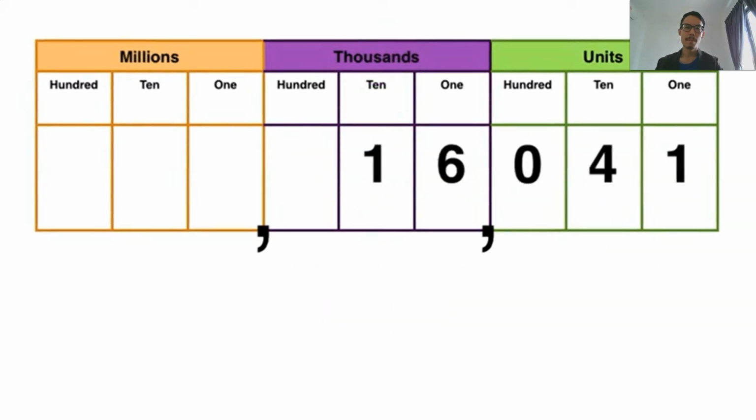Look at this number. Start on the left and read the first group of numbers to the comma, which is 16. Now think, which units family is this? The thousands units. So this is 16,000. Moving to the right, the next group of numbers is 041. Since there are no hundreds, we would just read this number 41. So altogether, this number is 16,041.